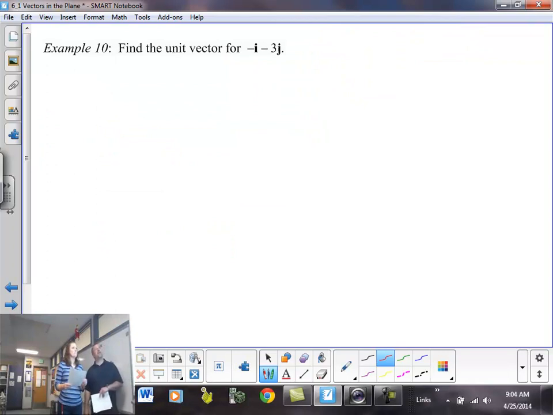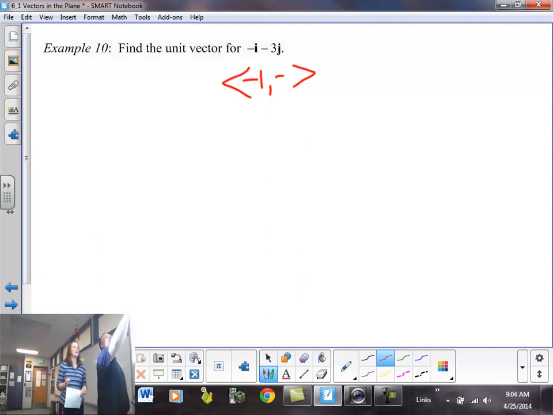Last one. Find the unit vector. Unit vector means the length is 1. So we need to find the magnitude of this vector. We have -i - 3j, but to find the magnitude, it would be more helpful in component form: (-1, -3).